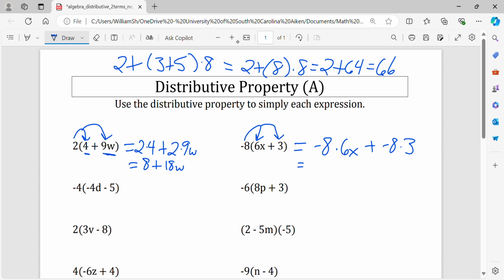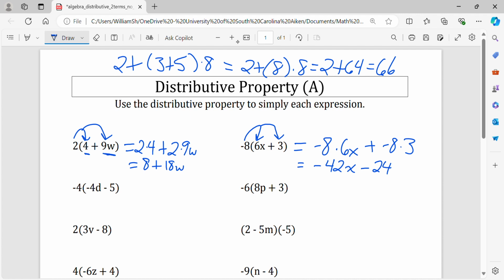5, 4, 3, 2, 1. Should be 42, right? Okay, I tried to give you a little time there to work it on your own. Hopefully you got it much faster than the 5 countdown that I had to do for you. So we've got negative 42x, and then negative 8 times 3 is, don't use your calculator, do that mental math, figure it out. Negative 8 times 3 is negative 24.